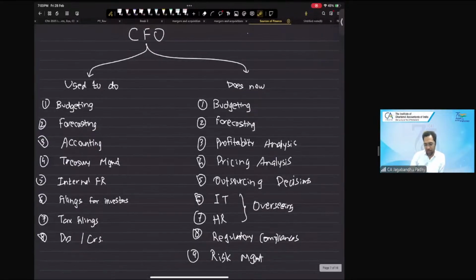What does a CFO do now? A CFO is undertaking the budgeting activity and also the forecasting. He is also supposed to undertake profitability analysis, pricing analysis, looking at the IT and HR activities, regulatory compliances, outsourcing decisions, whether we should outsource some of the activity or not, and managing the risk of the business. All of that is undertaken by the CFO. The role of the CFO has changed over a period of time.